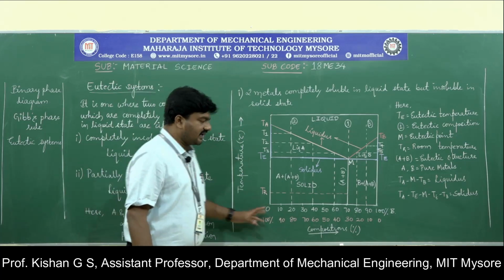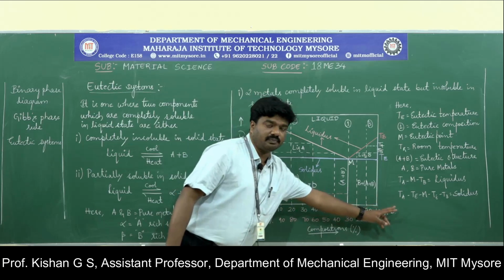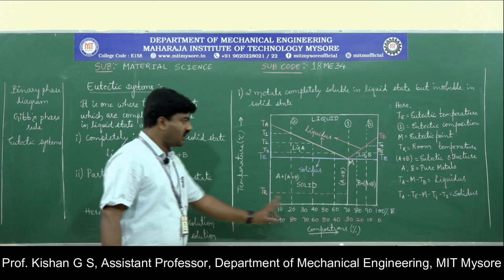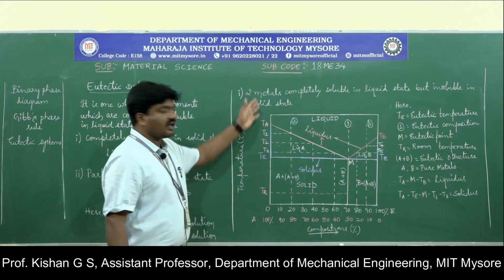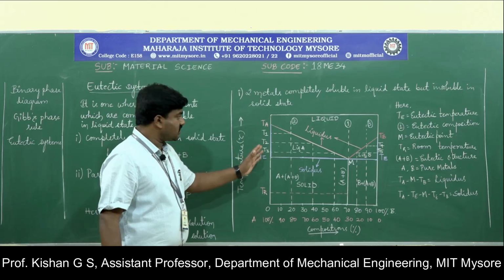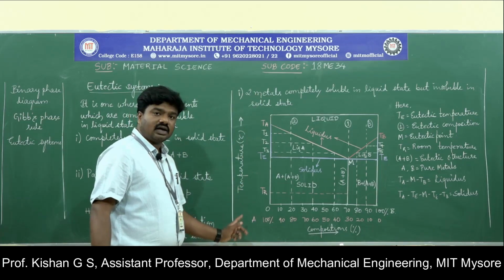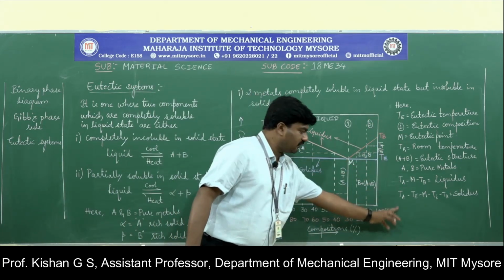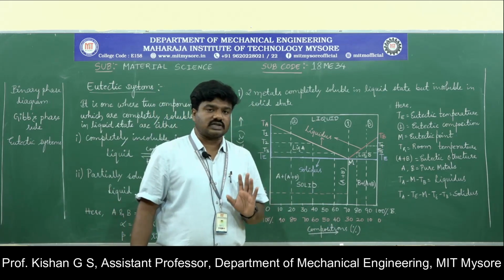Along the x-axis I have taken two metals, one is A, another one is B. A is 100% towards the left, whereas B is 100% towards the right. Means that along the y-axis, whatever we represent on the left side is completely related to the pure metal A, whereas whatever temperature we represent on the right-hand side is completely related to pure metal B. This is the first point of understanding.